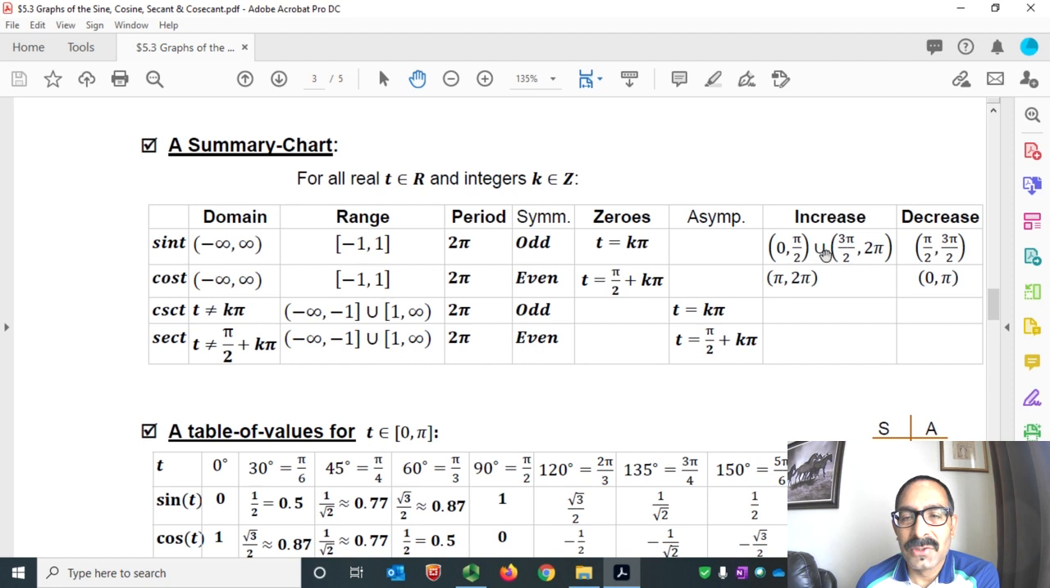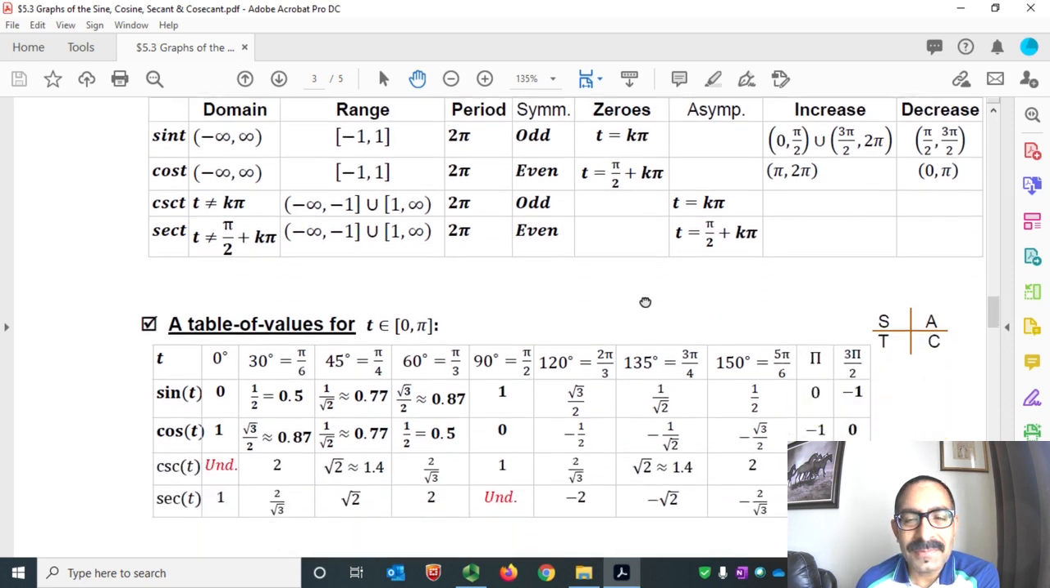Increasing in those intervals. So the sine function is increasing on 0 to pi half, which is the first quadrant, and 3 pi over 2 to 2 pi, which is the fourth quadrant. Similarly, the cosine function is increasing from pi to 2 pi, that's the third quadrant and fourth quadrant. Great. I hope this chart makes sense to you all.